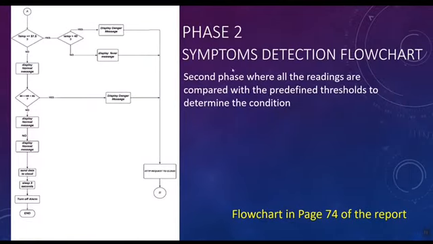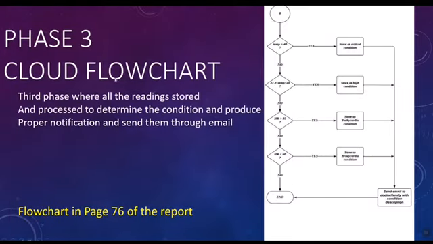The next phase is the decision selection. Here we take all the readings from the previous phase and compare them to the thresholds, and then determine which condition is displayed on the LCD screen. Then we pass it to the third phase, which is the cloud phase, where the notification is produced.